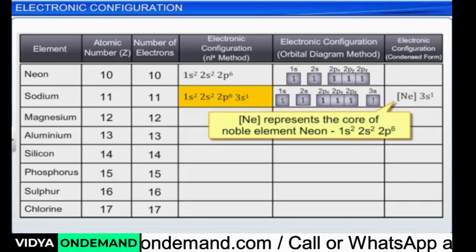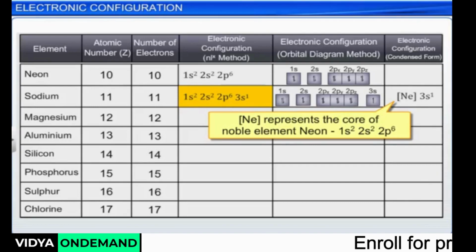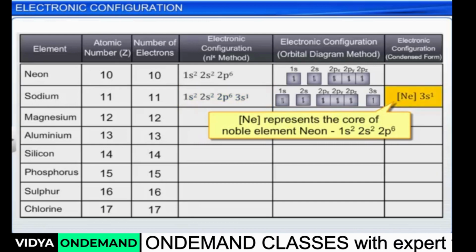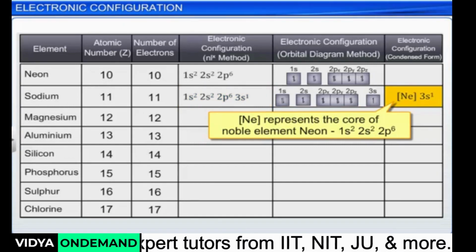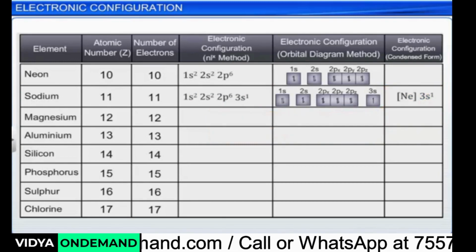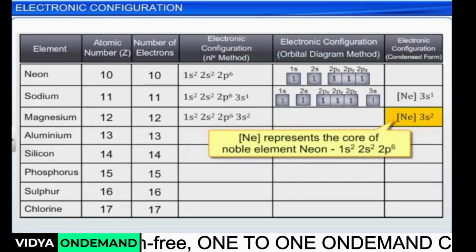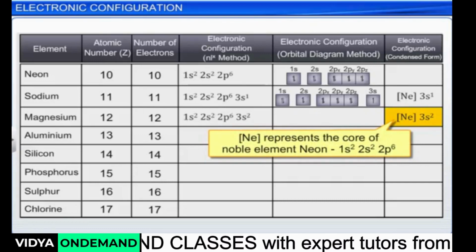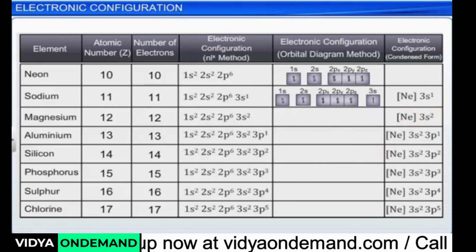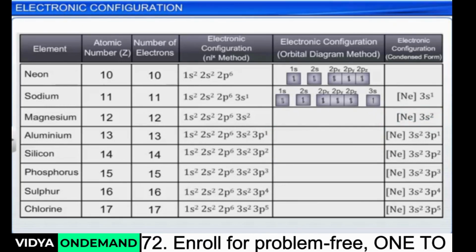1s2, 2s2, 2p6, 3s1 can also be written in a condensed form as neon 3s1. Similarly, the electronic configuration of magnesium can be written in a condensed form as neon 3s2. Observe how the electronic configurations of elements with atomic numbers 11 to 17 are written in a condensed form in terms of neon.